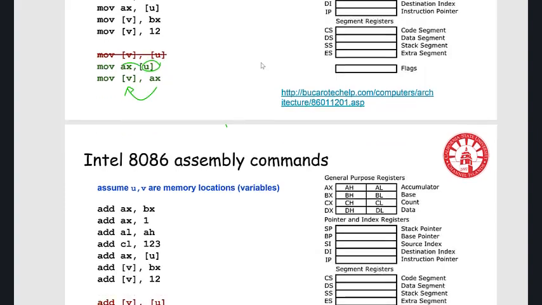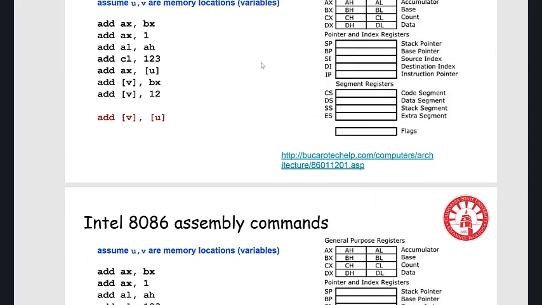So here we have another example. We have add operation. So here we have some example of add operation. It's kind of similar to the previous one. Here we add bx with ax and move the content to ax register. Here we actually add 1 to the value of ax register and so on. The only thing that is kind of tricky is this operation.